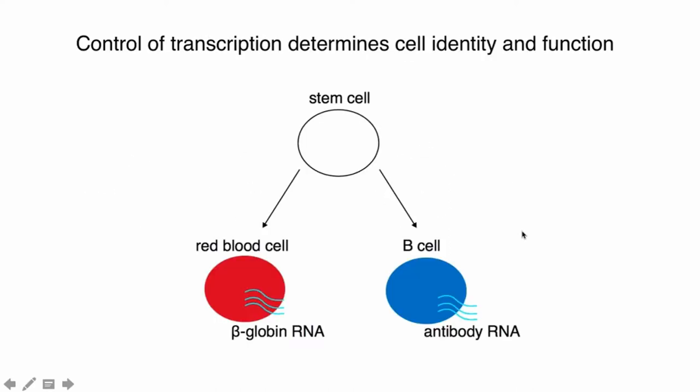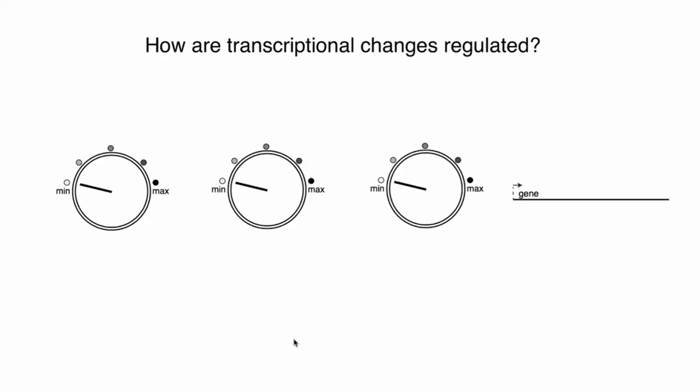So as you all know, transcriptional regulation is very important for choosing cell fate. For example, when a stem cell differentiates into a red blood cell, that red blood cell needs to turn up a number of red blood cell specific genes in order for the cell to carry out its function. For example, like beta globin, which is a subunit of hemoglobin, whereas if that stem cell were to become a B cell, it would have to turn up B cell genes. So how could this happen?